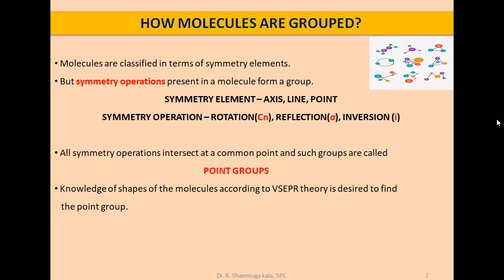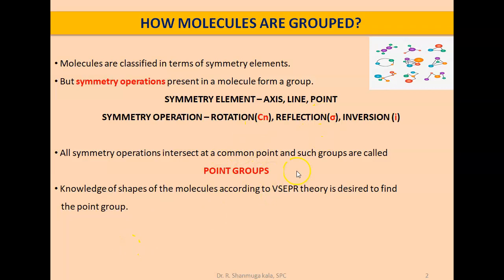How are molecules grouped? Molecules are classified in terms of symmetry elements, and the symmetry operations present in a molecule form a group. What is a symmetry element? It is an imaginary axis, line or point about which the molecule is rotated, reflected or inverted. All symmetry operations intersect at a common point, and such groups are called point groups.